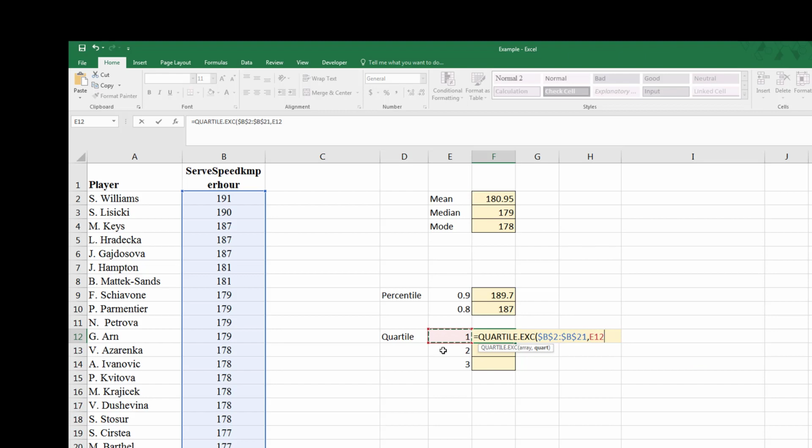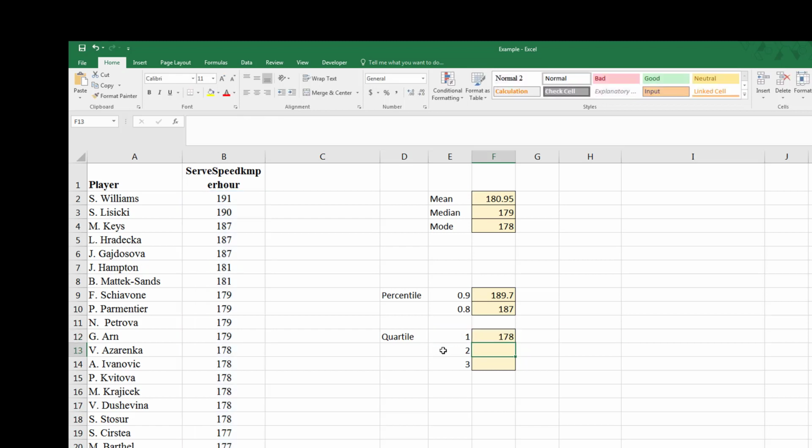I want the first quartile. So that's the percentile when the percentile is 0.25. So 25% of all of my data is going to be smaller than whatever this number turns out to be. So let's find out. 178. So 25% of my data, 178 or less. Notice it's not perfect because of, once again, the strangeness of the data set.